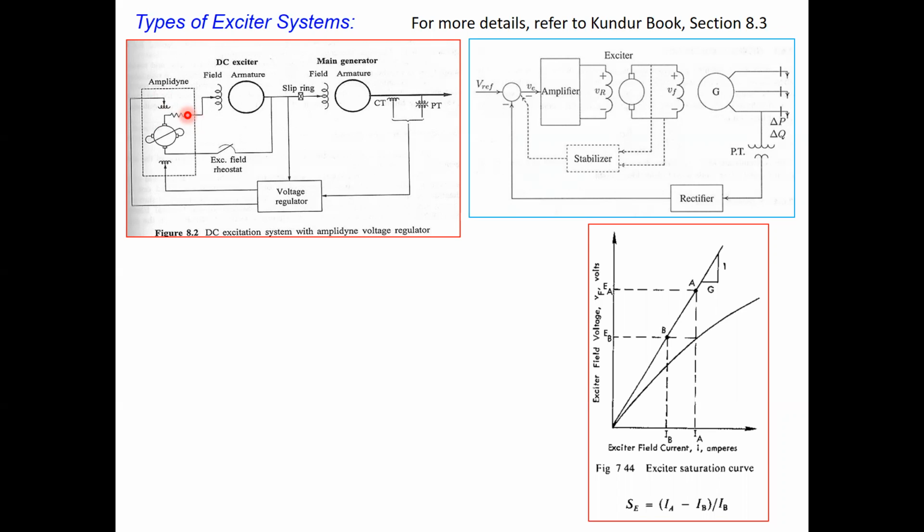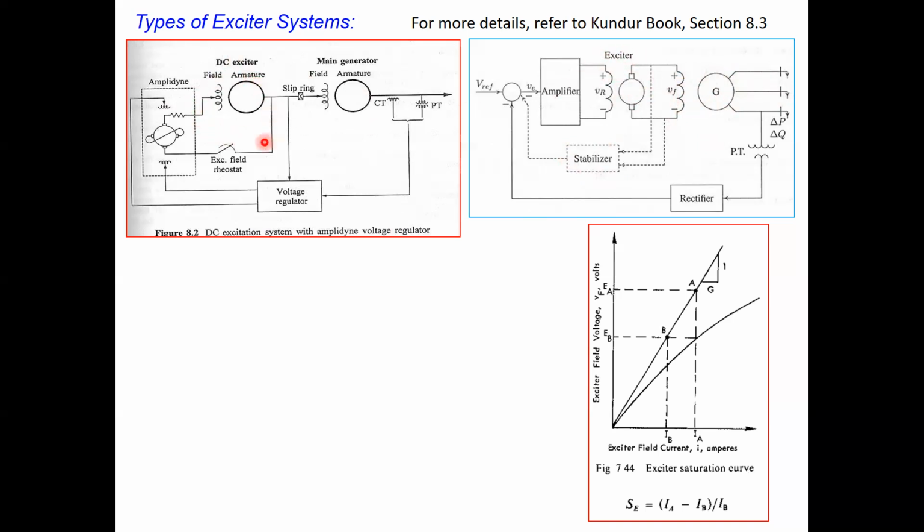In that case, we don't require this one. We may use a battery and another DC exciter for exciting the synchronous generator field circuit. So that is possible. This is one part. Then another one we refer to here: you have the main generator, and its field winding is excited from another DC generator.